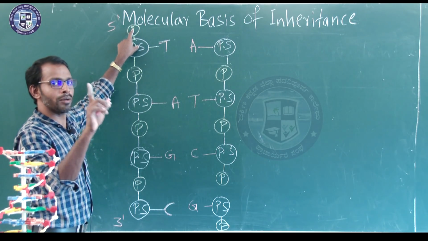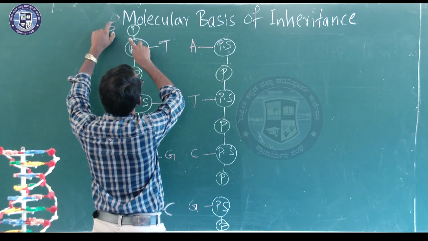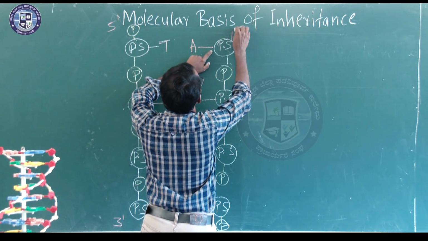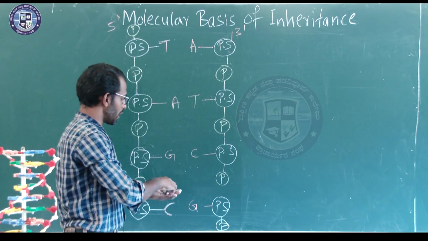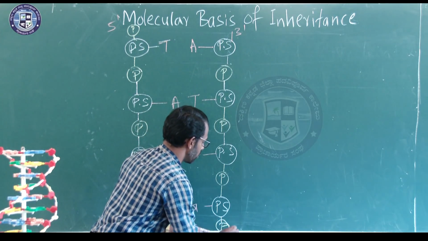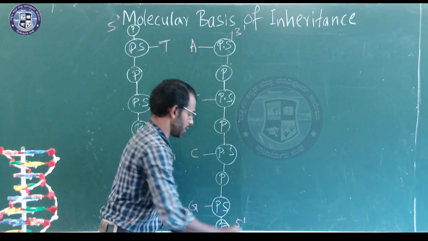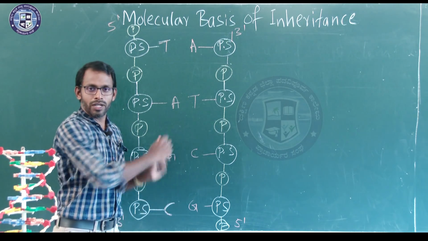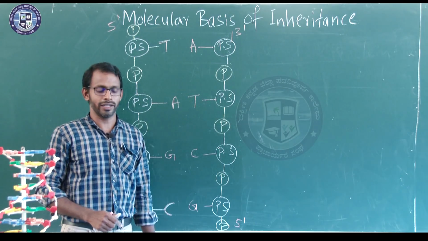I have mentioned the term anti-parallel. That means if it has a 5 prime polarity here, it has a 3 prime polarity in the opposite strand, and exactly on the opposite side it has a 5 prime polarity. They are like couples, but they are having opposite polarity.